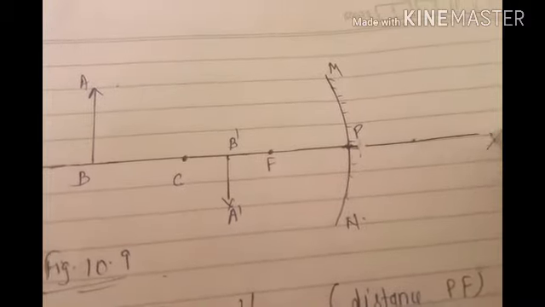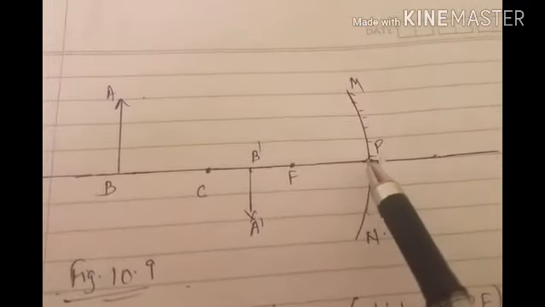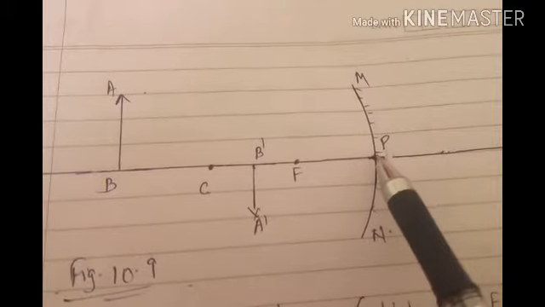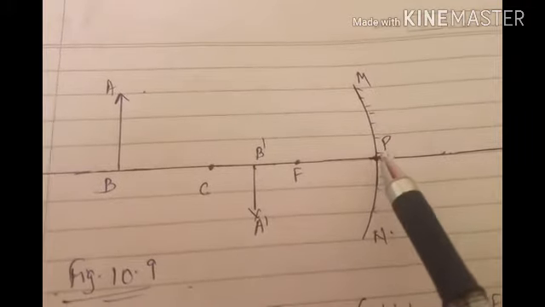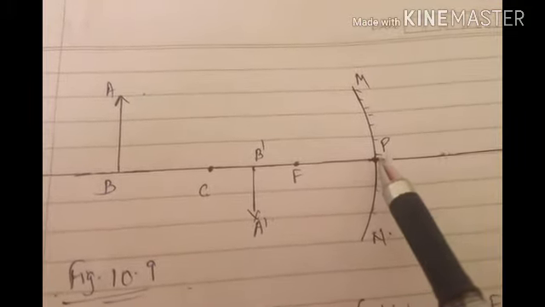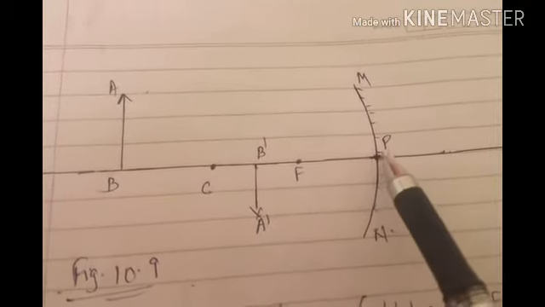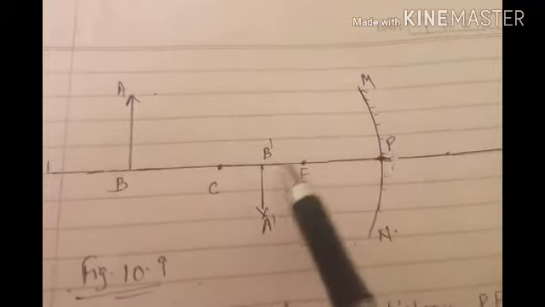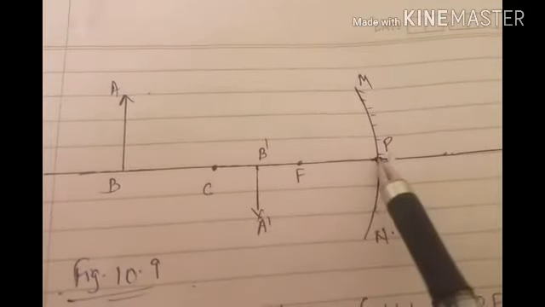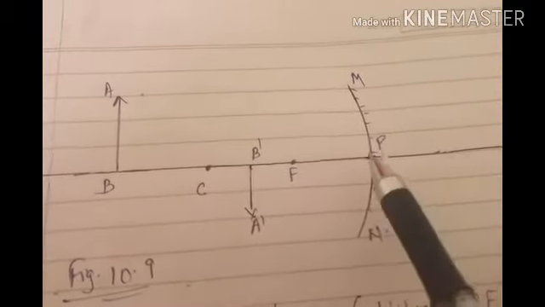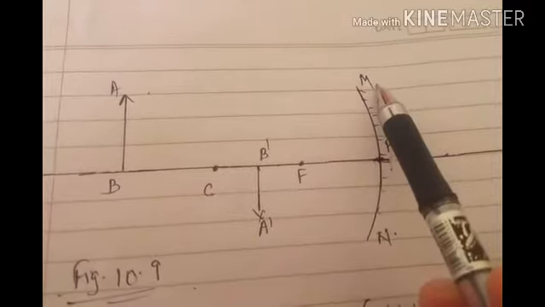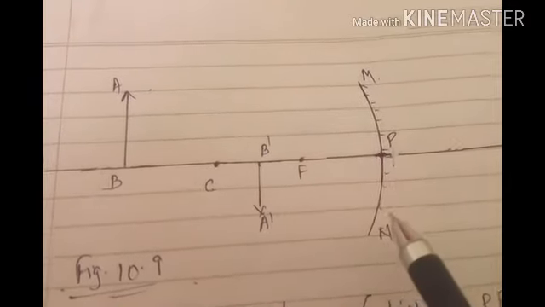This is the origin, this is the left hand side, all negative distances, and this is the right hand side, all positive distances. In 9th standard you have learned coordinate geometry, right? It is the same as that, and here the pole P of the mirror is considered as the origin. Distances on the left hand side are negative, distances on the right hand side are positive, distances above are positive, and distances below are negative.